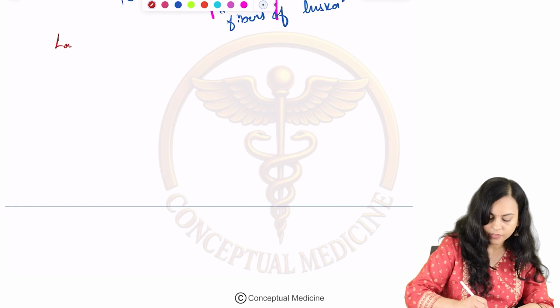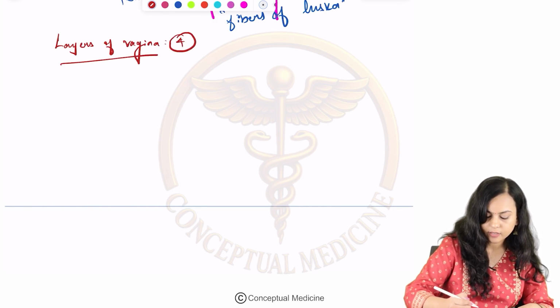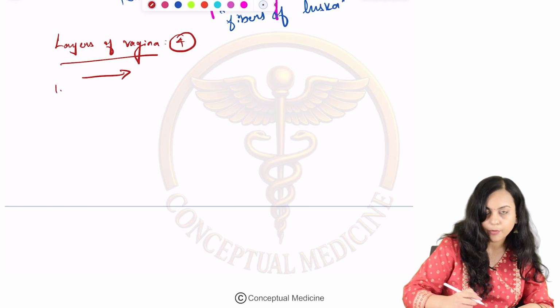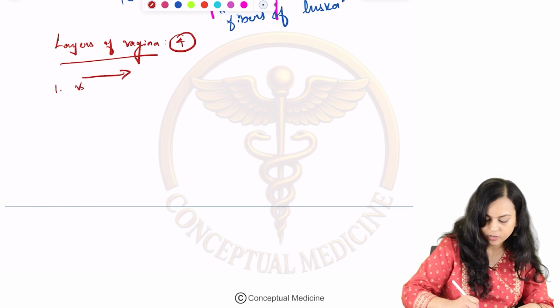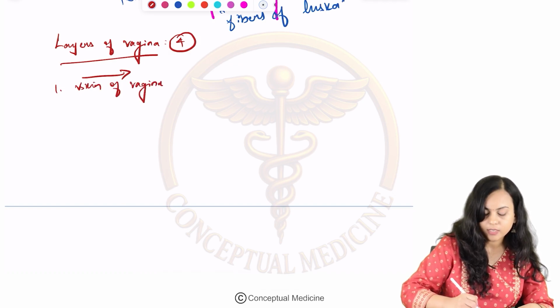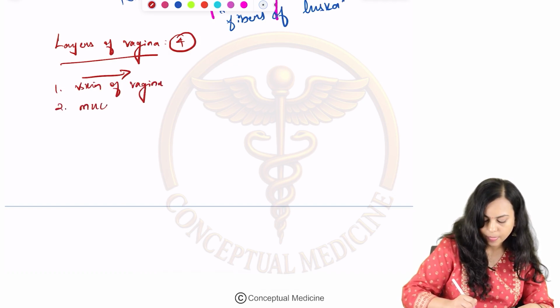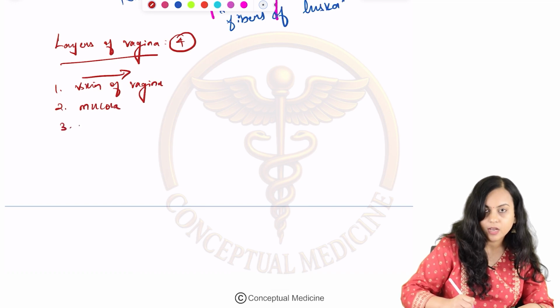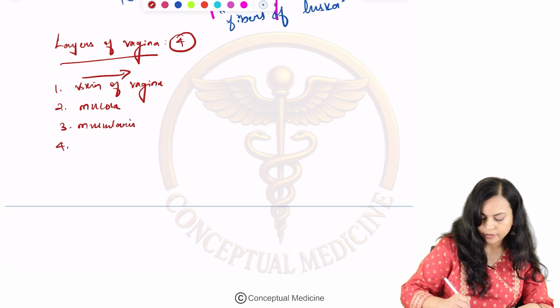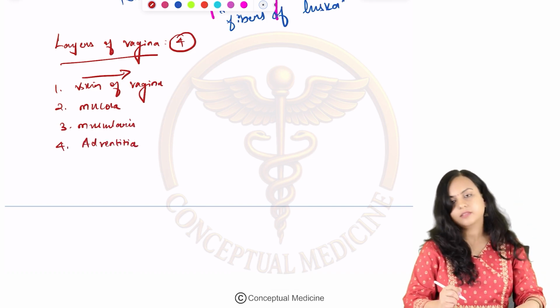We'll see the layers of the vagina now. We have 4 layers. So, from the lateral to the medial side, number 1 is the skin of the vagina. Then it is the mucosa. Then it is the muscularis layer. And the 4th layer is the layer of adventitia. Okay.